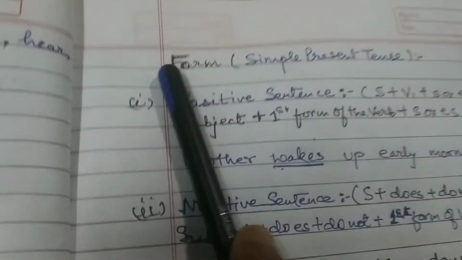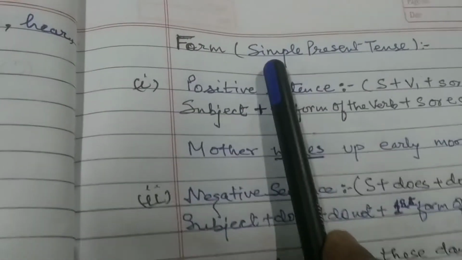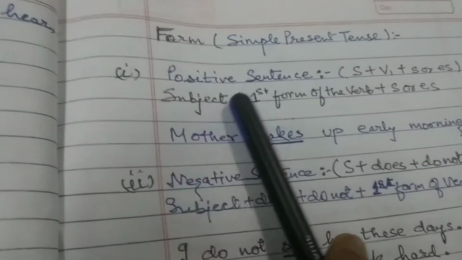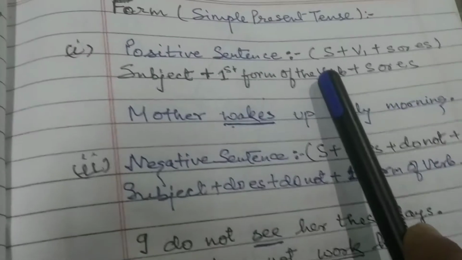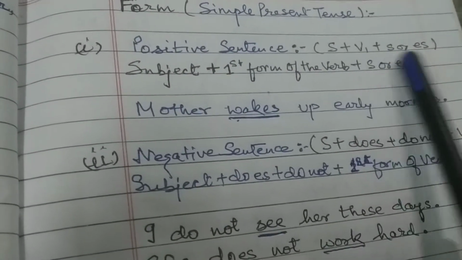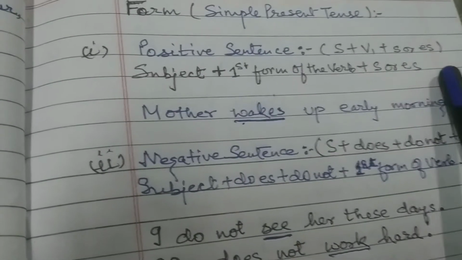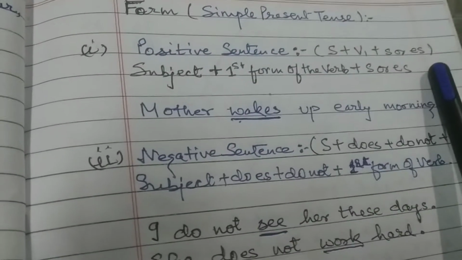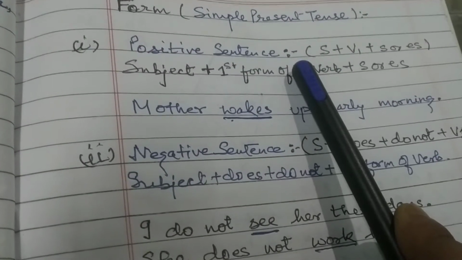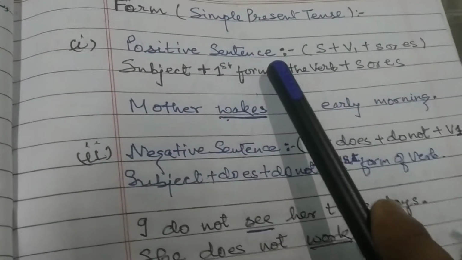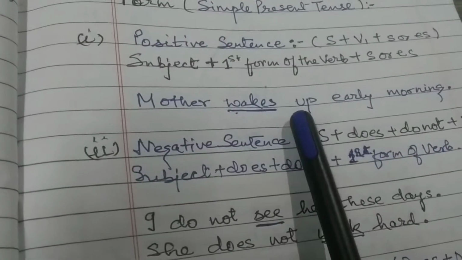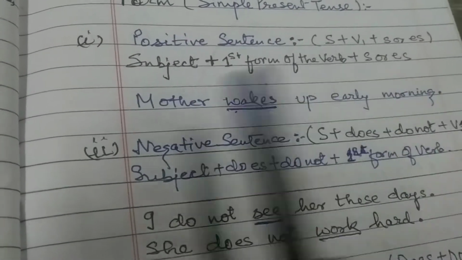Now we will go through the form, how we write simple present tense. Suppose you are going to write a positive sentence in simple present tense. You will write first the subject, the first form of the verb, then S or ES. This is the formula for writing a positive sentence in simple present tense. Mother wakes up early morning. So this is the example.